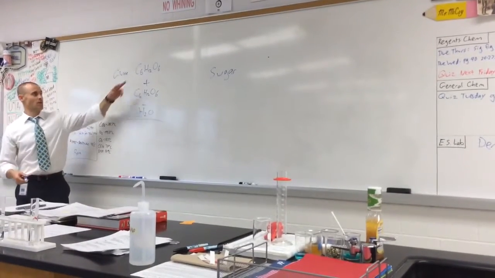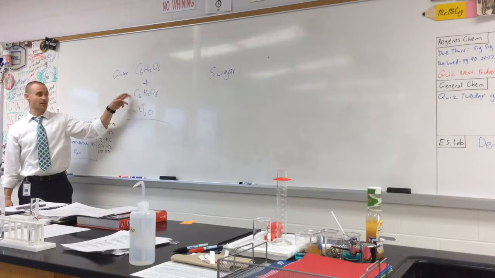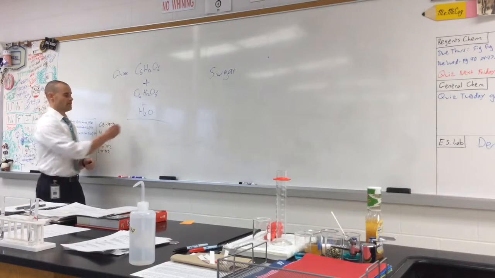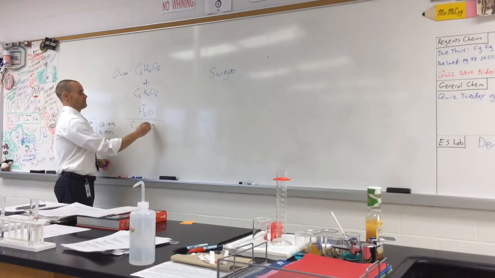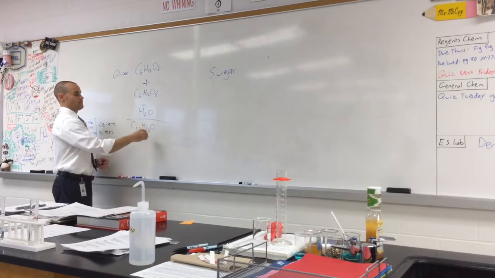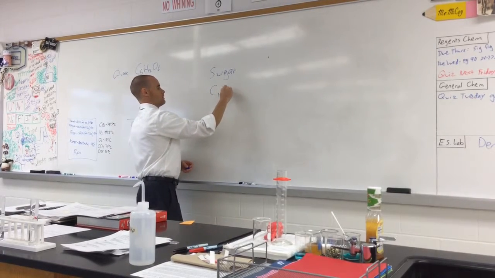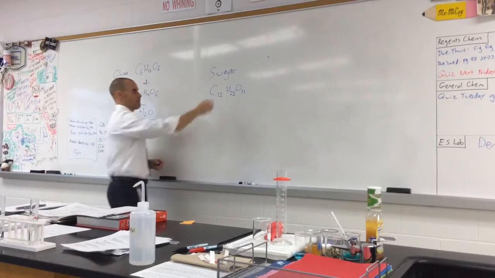Let me do the first part first. Add those two together. So C12, H24, and O12. Now subtract an H2O. So C12, H22, and then O12. Very good. That's sucrose. That's sugar. Write this down. That's sucrose, also known as sugar. Okay?